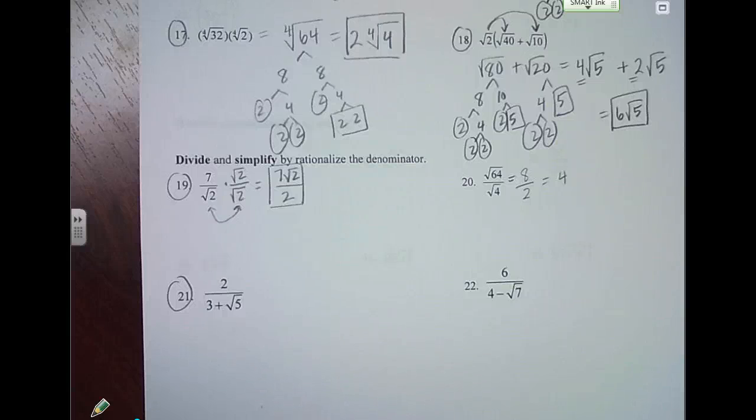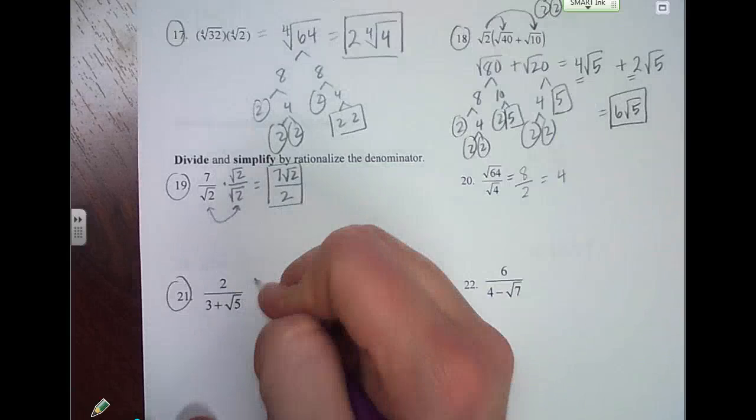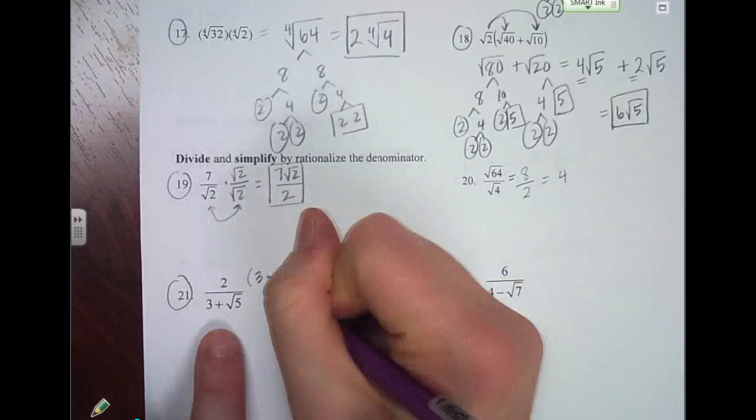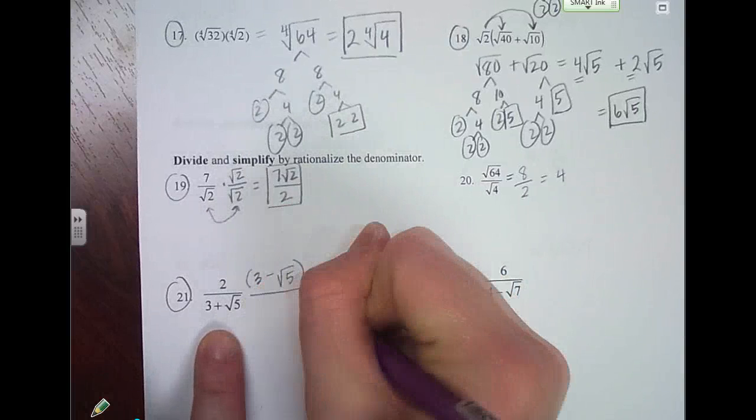Number 21, nothing can simplify, so we multiply by the conjugate. Remember the conjugate, we're just going to change the sign on the bottom.